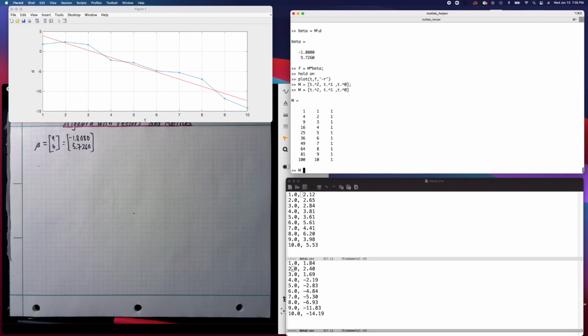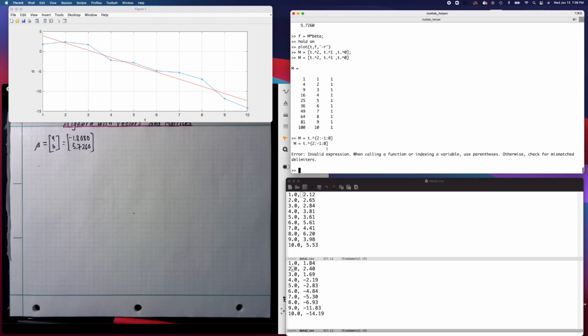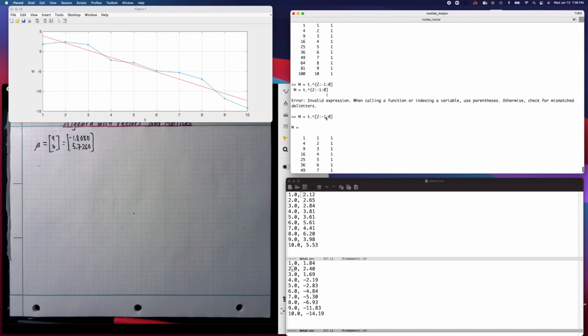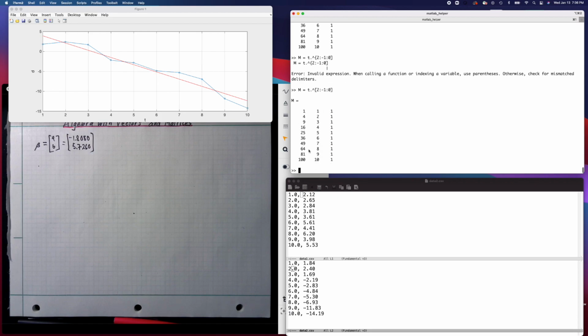Here's a slicker way to construct the matrix. M is equal to t dot hat 2 by minus 1 to 0. Oh, that didn't work. Oh, I got the wrong bracket. Yeah, and it created the same thing. So this is an even slightly slicker way to generate a model, a polynomial. So this is t to the power 0, t to the power 1, and t to the power 2.